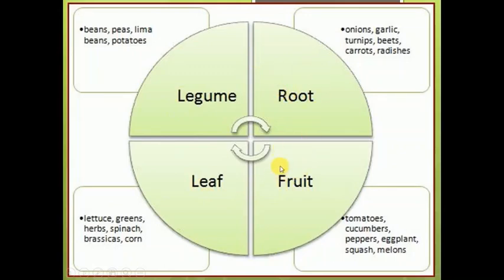Root crops, fruit crops, leaf crops and legumes are rotated in this way. The legume crops suitable for different localities and different situations can be selected from this list in the same way. Root crops from this list can be selected. Fruit crops in this list can be selected, and then leaf crops in this list can be selected. This is a typical crop rotation.